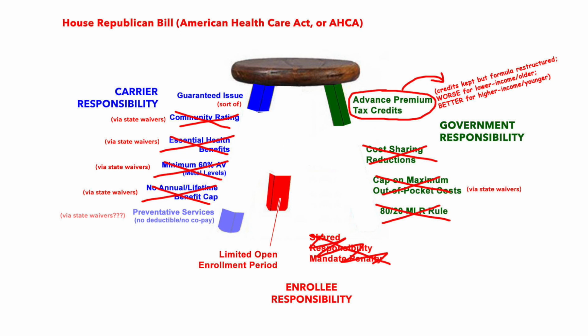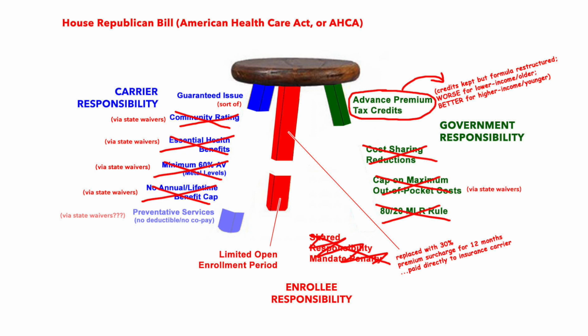Finally, the AHCA would have eliminated the individual mandate altogether, except not really, because it would have actually replaced it with a different type of financial penalty for not getting covered. A 30% surcharge on premiums for a 12-month period if and when the person did get around to actually enrolling. Oh, and that money would actually go directly to the insurance company's coffers, not the federal government, which I'm not even sure would be legal or logistically enforceable.